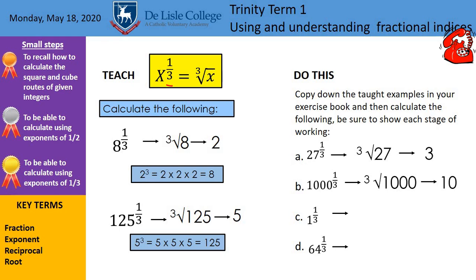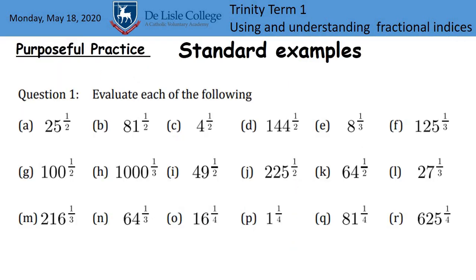And C is one that students sometimes get wrong. What's the cube root of 1? Well, it's 1, and actually any root of 1 is 1, because it doesn't matter how many times you multiply 1 by itself, you get an answer of 1. And then what's the cube root of 64? It's 4, because 4 times 4 is 16, 16 times 4 is 64. Lovely.